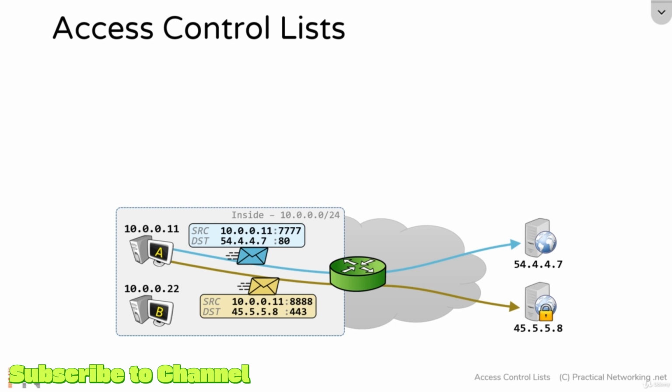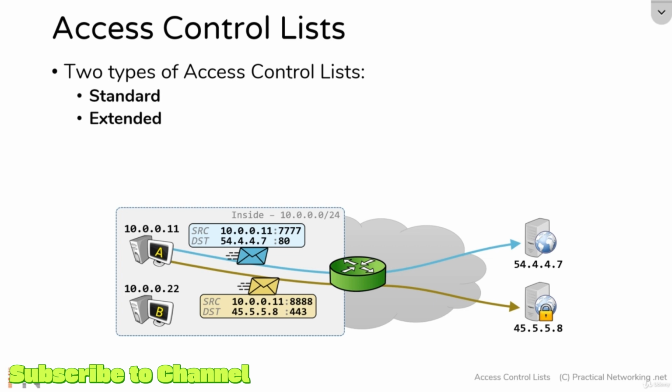Now it's not explicitly listed in this illustration, but we can assume that this is a TCP packet. This top packet is destined to TCP port 80. This means that that is probably a web request, and this bottom packet is destined to TCP port 443, so we can assume that is an HTTPS request. Now we're going to use these two packets to talk through various concepts for access control lists, starting with the two types of ACLs that exist.